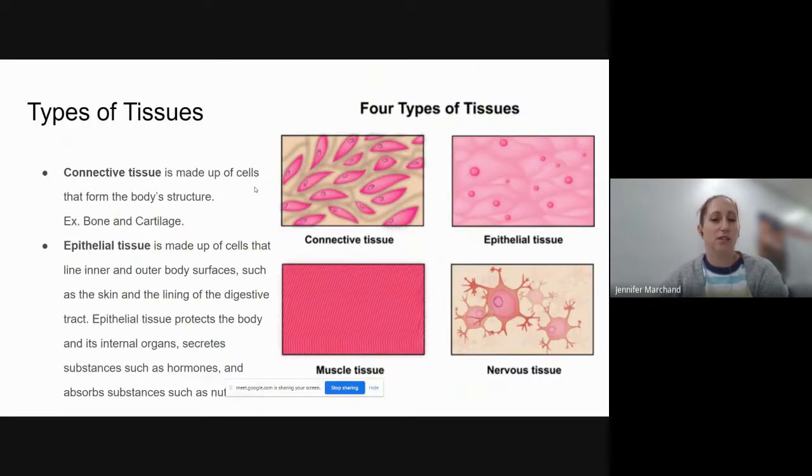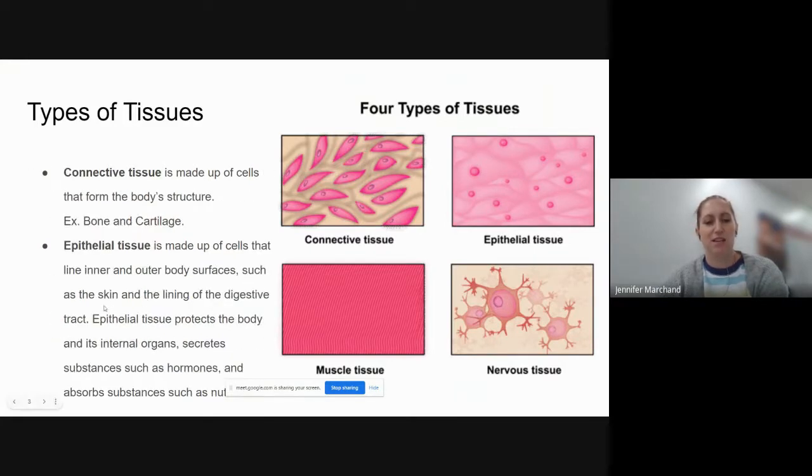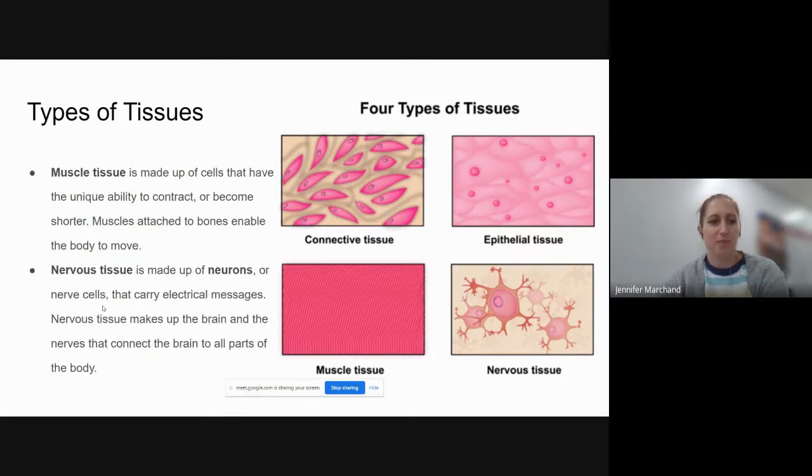So you guys are going to need to remember there are 4 types of tissues. We have connective tissues, which help to make up the bone and the cartilage, and this is what connective tissue looks like. You have epithelial tissue over here, and it is the innermost and outer body surfaces, so that means it makes up the skin, and also any intestinal tracts that lead to the outside of the body, like the inside of the mouth, and anything like that. Then we have muscle tissue right down here.